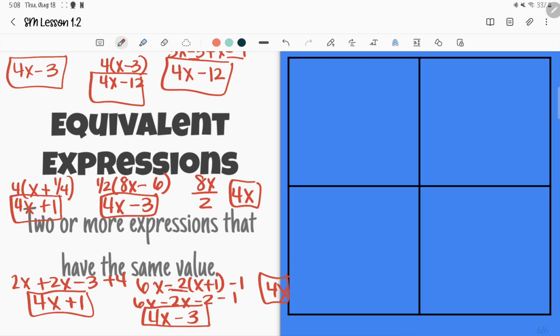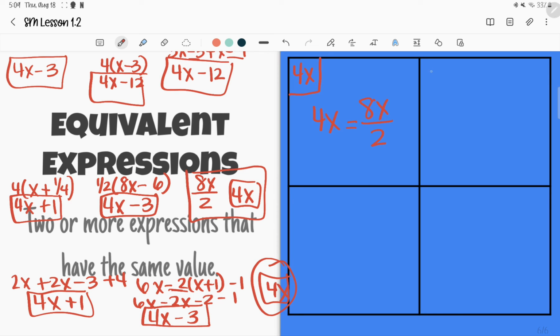Okay, so now what I want to do is find equivalent expressions. Equivalent expressions are 2 or more expressions that have the same value, which is written right there on our screen. So, for example, in this first box, and you guys don't have to write this, let's say I've got the expressions that equal 4x. One of them was already 4x, this one right here. And then this one right here started out as 8x divided by 2, but then became 4x. So those are equal to each other.